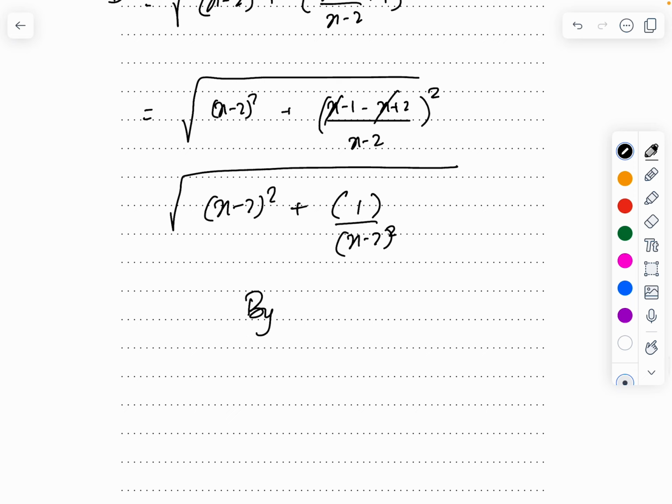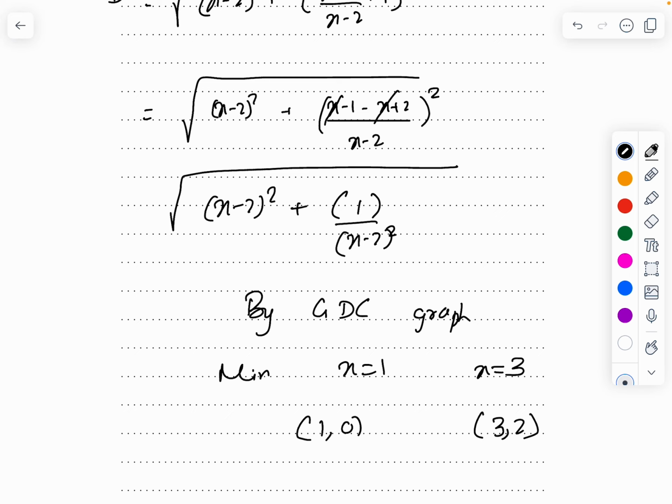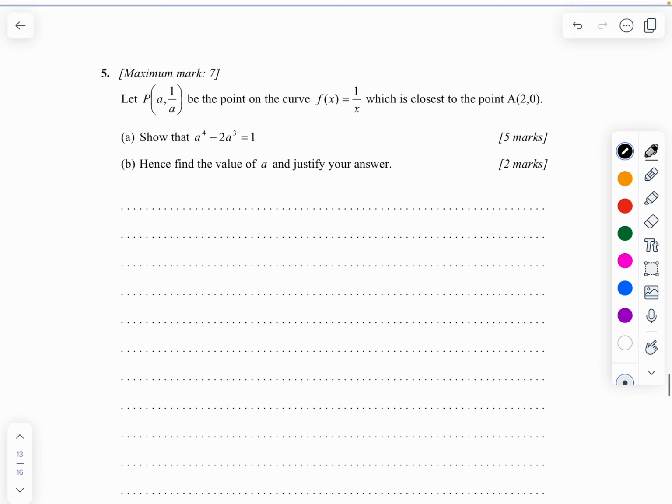Now by GDC, draw the graph for this and see the minimum value. The minimum value is at x equals 1 and x equals 3. Just find the minimum value by using the GDC, get the graph. The minimum will be at 1 and 3. So the points are (1, 0) and (3, 2).